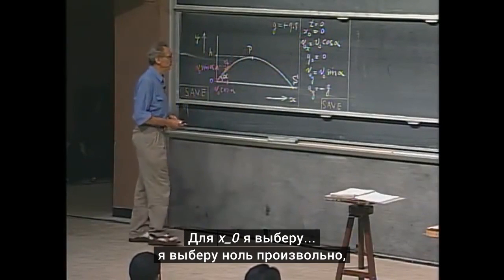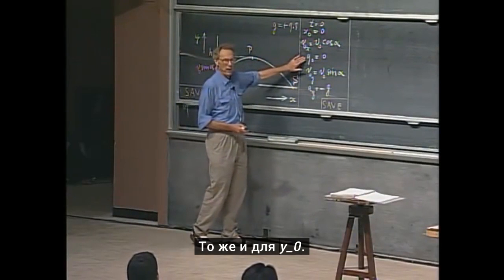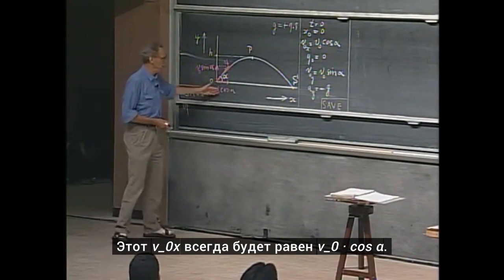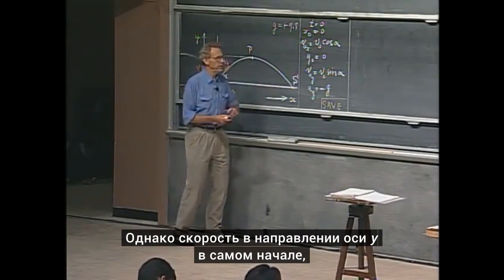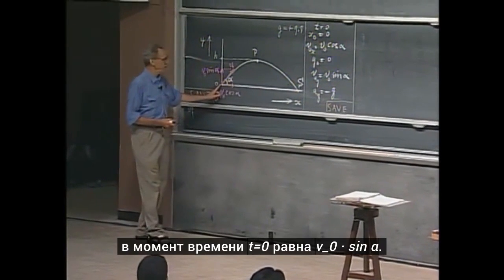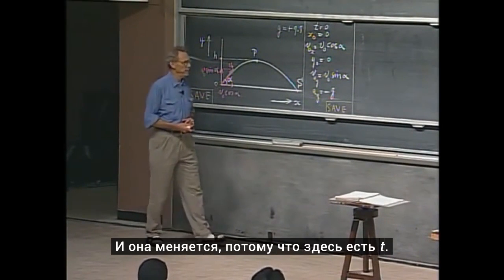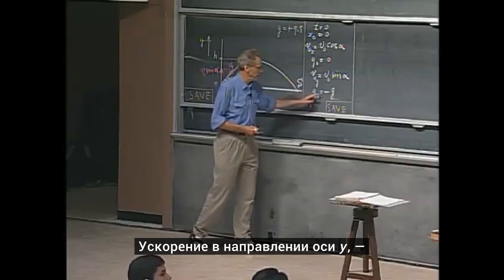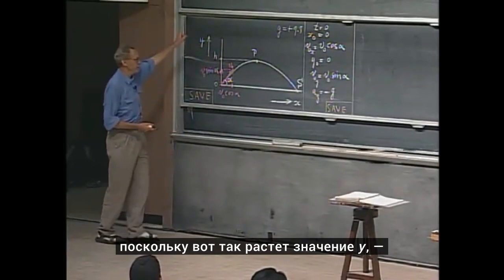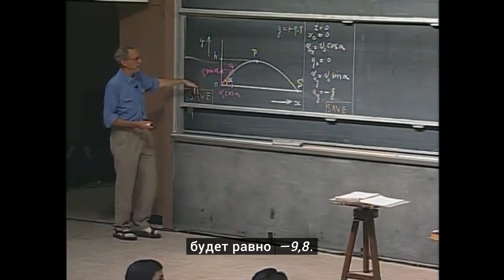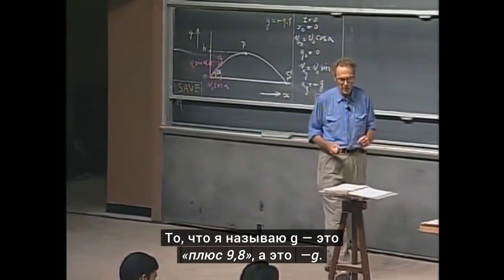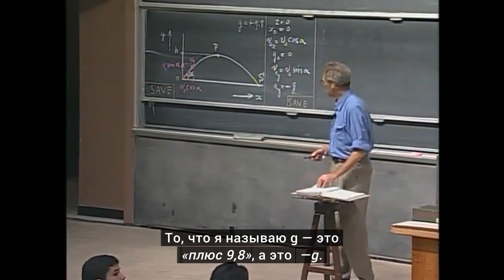I choose 0 arbitrarily for x0, also for y0. The velocity in the x direction will never change. This v0x will always remain v0 cosine alpha. The velocity in the y direction, however, in the beginning at t equals 0 is v0 sine alpha, and that one will change because there is this t, and that's why the velocity is going to change. And the acceleration in the y direction, since this is increasing value of y, is going to be negative 9.8. Since I always call g plus 9.8, this is minus g.